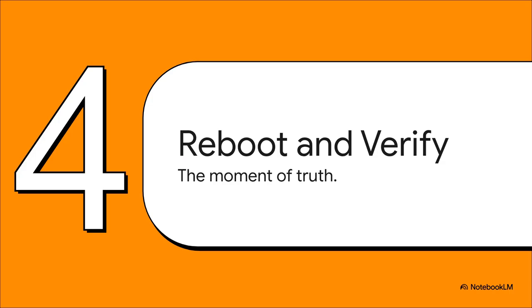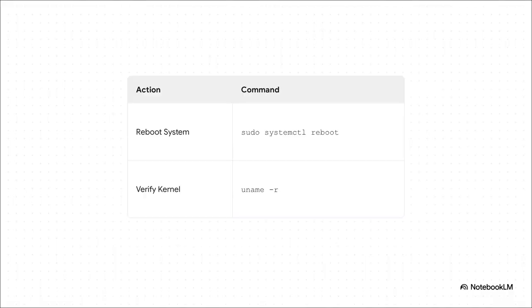Okay, the repo is set, the kernel is installed, GRUB is configured. There's really only one thing left to do, the moment of truth. Let's reboot. So we just run a systemctl reboot, let it do its thing, and once it comes back up and you can log in, run this final command, uname -r. If you see that shiny new version number pop up on your screen, hey, congratulations, you did it. You've successfully installed a mainline kernel.